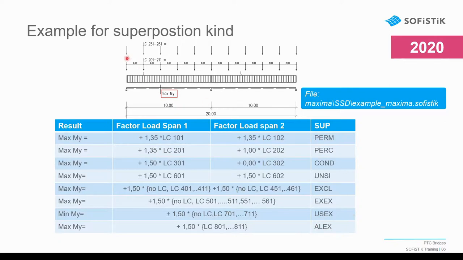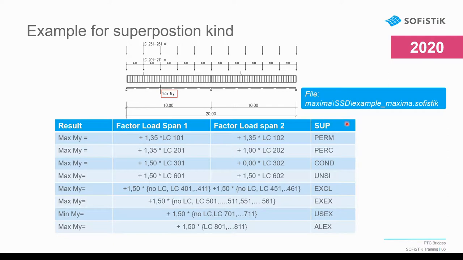Again, try to imagine 11 load cases starting from 801 till 811. All these 11 load cases are assigned to action Q_8, and the superposition type is set to LX. So the only difference between the exclusive superposition type and the LX superposition type is that previously in the exclusive superposition type, the software or the module could take no load cases if it makes the most unfavorable value for the maximum MY bending moment.